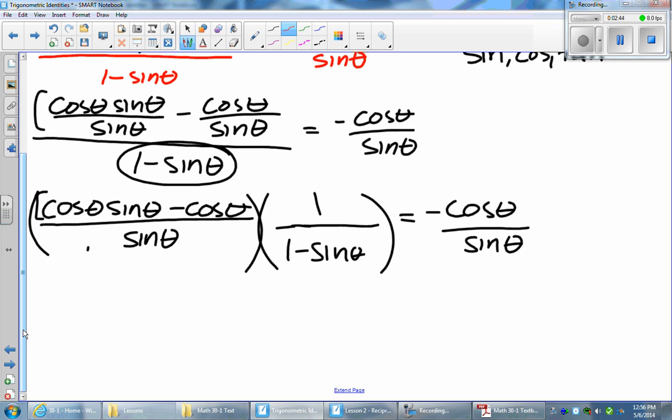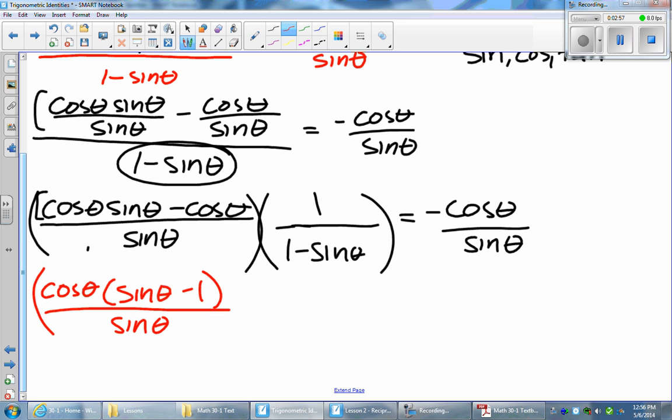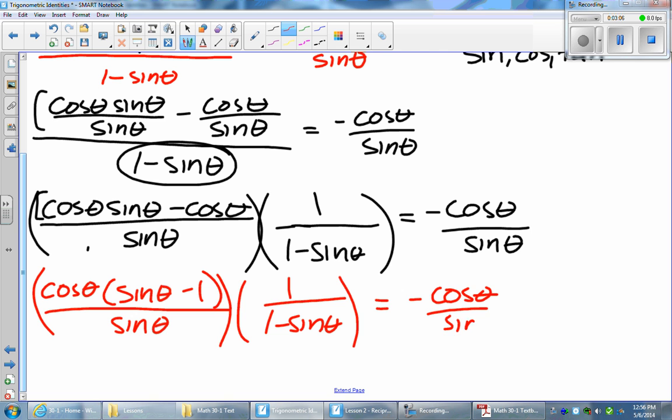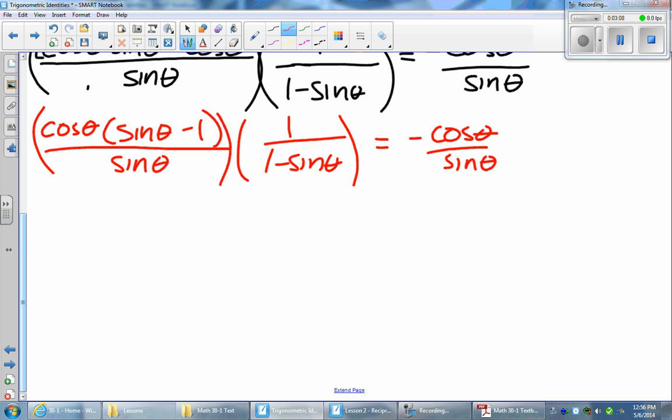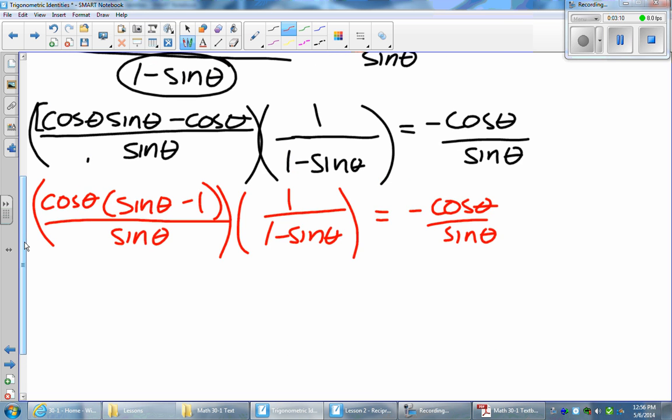So once again, proving identities, you just have to play around with it. Cosine theta can actually come out from the top, and what I'm left with is sine theta minus 1 all over sine theta. And remember, we're multiplying this whole thing by 1 over 1 minus sine theta. And that should equal cosine theta over sine theta once we start canceling things out. Okay, so far this is what we have. As you can see here, we do have things we could cancel out.